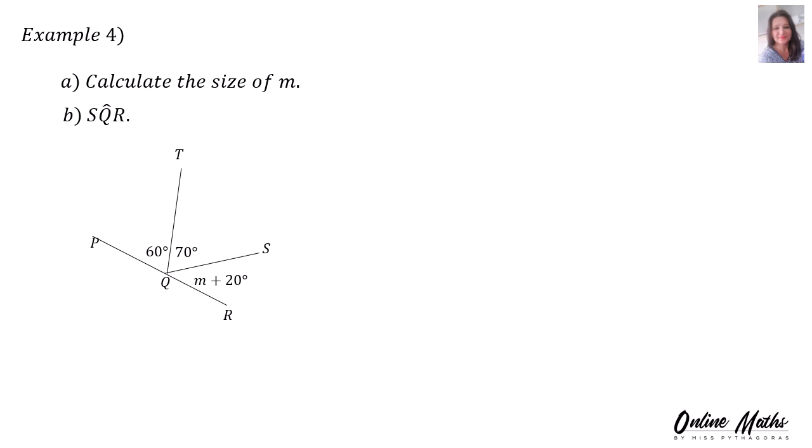Example 4. Calculate the size of M. Now, when you go to your sketch, you will see that PQR is a straight line. And then there's 3 adjacent angles on a straight line. And therefore, we can say at number A, 60 plus 70 plus M plus 20 degrees is equal to 180 degrees. And the reason? Angles on a straight line, since that is your only tool in your toolbox.